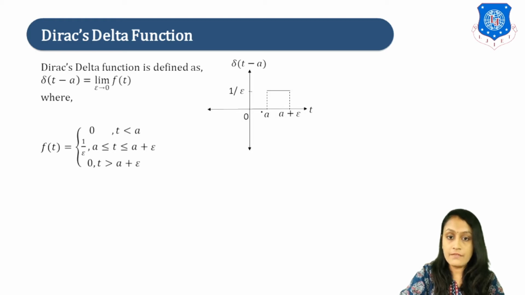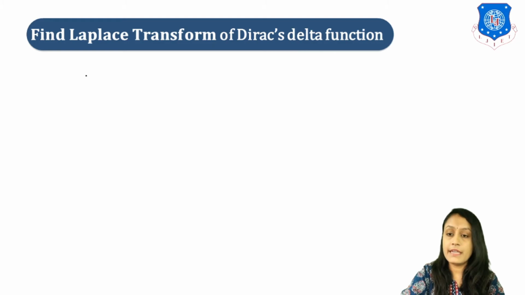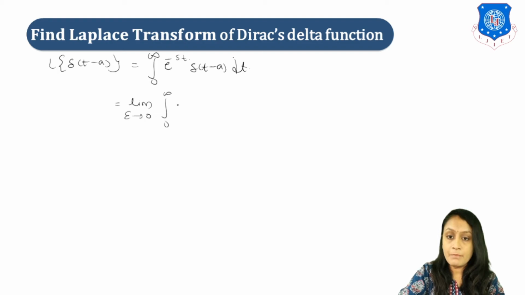It is shown here in the graph, that is for t less than a, it is 0, for t greater than a plus epsilon, it is 0, and in between a to a plus epsilon, its answer is 1 upon epsilon. Now, let's find the Laplace transform of Dirac delta function. So we have to find Laplace transform of delta t minus a. So main formula is integration 0 to infinite e raised to minus st delta t minus a. Now delta t minus a is limit epsilon tends to 0 f t, f t dt.